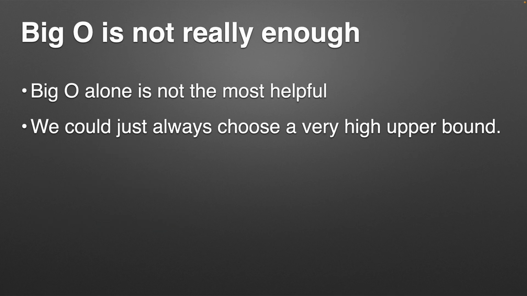So what am I really telling you? And that's big O is not really enough. When we think of big O, we tend to think that it is a bounds that comes from both sides, but it's not. Big O is just the upper bounds. So you can always choose a very high upper bounds, and as long as it's above that actual function, it is a valid big O choice.